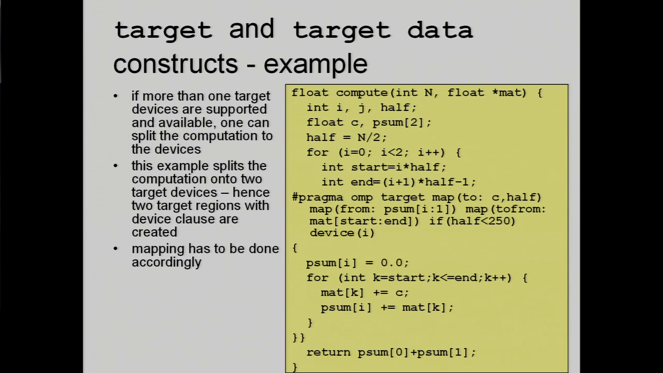Here I have the same problem as before. But since I'm told that the system has two devices now, I want to use them. So I can change my code to use the two devices. I split the matrix into two pieces, and each piece is on one device. Basically, I can use the device clause here, set up a loop, and chunk the iteration space. The first part of the iteration space goes on device zero, and the second on device one. I can gain some parallelism here, because the two devices can compute at the same time, in parallel. I split the computation into two parts and put them on two devices.